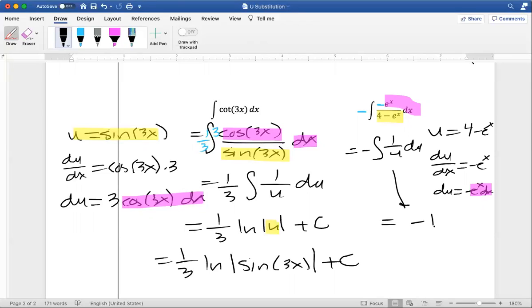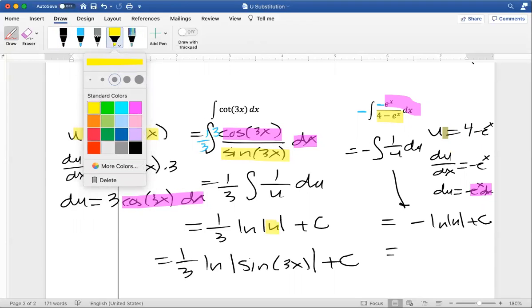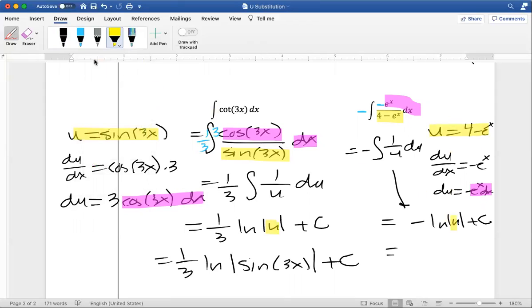Okay, the integral of 1 over u is natural log plus c. Substitute in, because you started with x's, so you want to end with x's. So substitute in for u, and we get negative natural log 4 minus e to the x plus c.